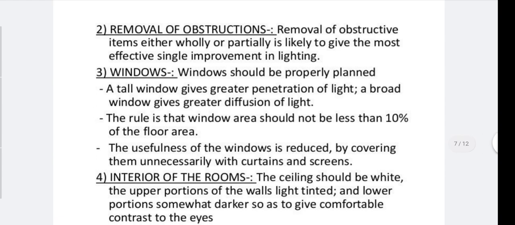And the windows, if the window is very tall, there will be direct sunlight, that is called penetration of light. Direct penetration of light from the sky. If it is a broader window, there will be good diffusion of light, meaning reflected light as well as direct sunlight will be falling into the room. So they said that the window should not be less than 10% of the floor area comparing to the measurement.